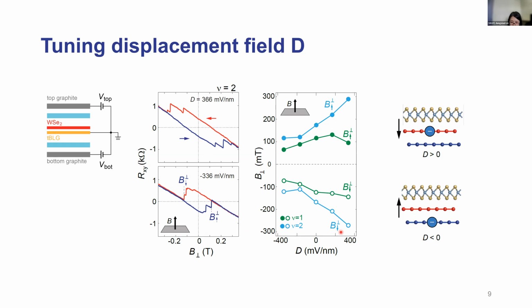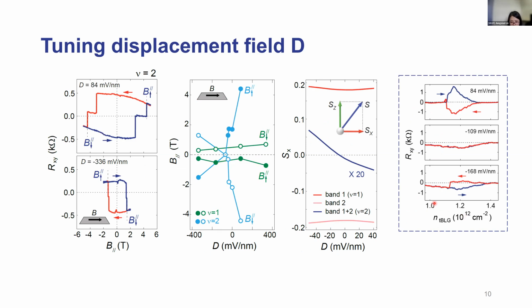Here we plot the coercive field as a function of D. We can see that for both quarter and half filling, the coercive field gets smaller as D gets smaller. This can be understood as when the displacement field is positive, the electrons are pushed towards the tungsten diselenide, and the wave function overlap between the twisted bilayer graphene and tungsten diselenide is bigger, and the induced spin orbit coupling is stronger. Similarly, for negative D, the spin orbit coupling is weaker. And the stronger the spin orbit coupling, the larger the coercive field.